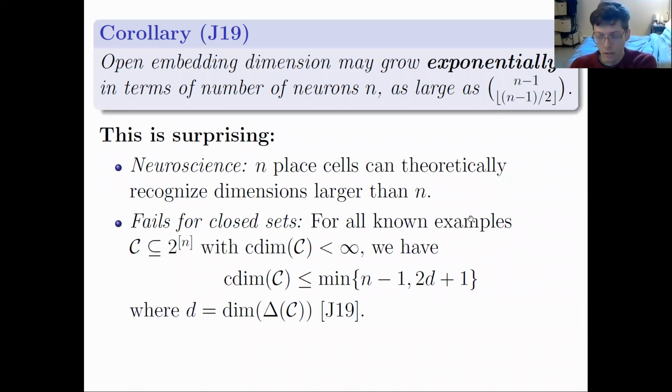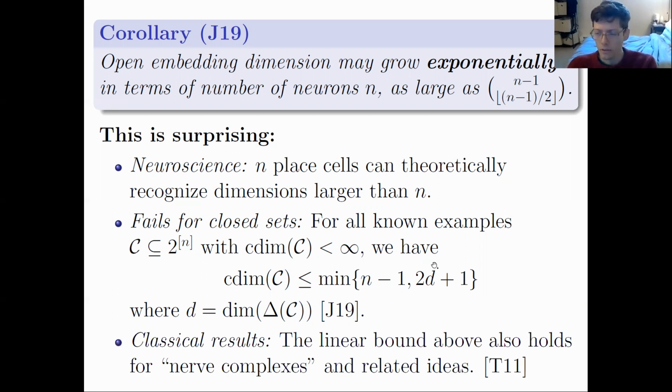This also fails completely for closed sets, at least with the families of examples we know. For these S delta codes in particular, the closed embedding dimension we can prove is linear in the number of neurons. It's no more than N-1, so it's quite small, or at least relative to the open embedding dimension. So this is another gap between closed and open sets.